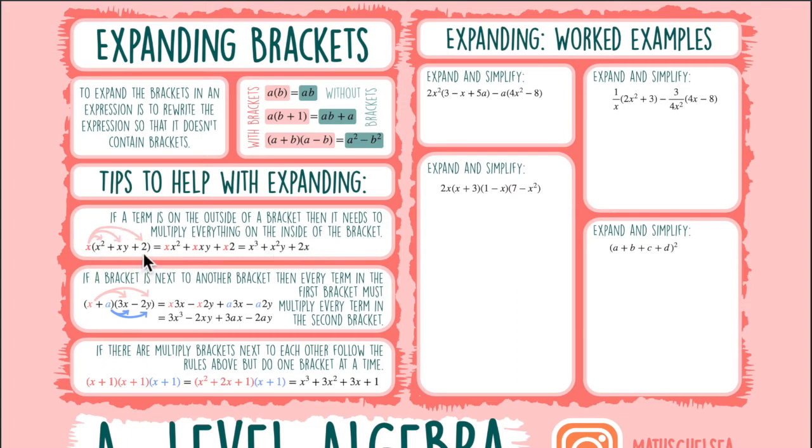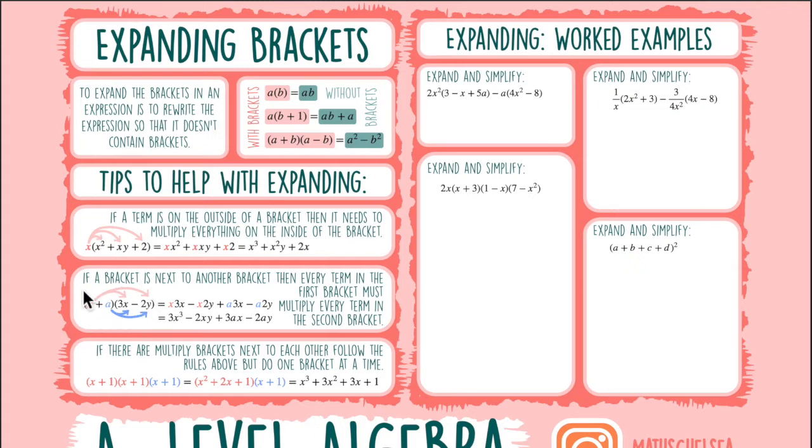So we've gone from this expression here with brackets to this expression without brackets. These two equal each other, but obviously this one has brackets, this one doesn't. We've expanded the brackets. Okay, what if the term on the outside of the bracket isn't just a term with numbers and letters in? What if it's actually a bracket itself? Well, in essence, the rule that we've just gone over for expanding brackets still holds. Everything in one bracket must multiply everything in the other bracket.